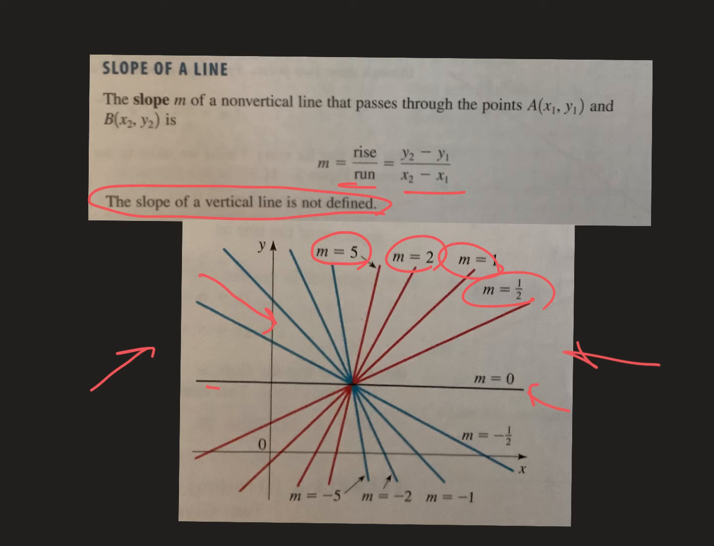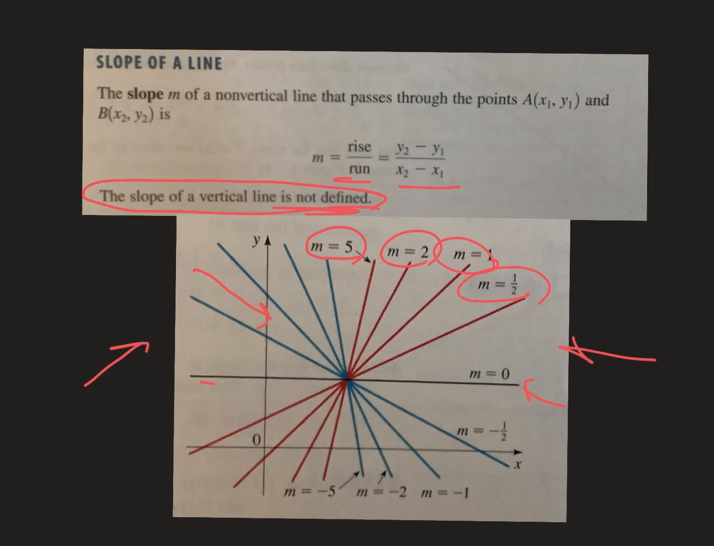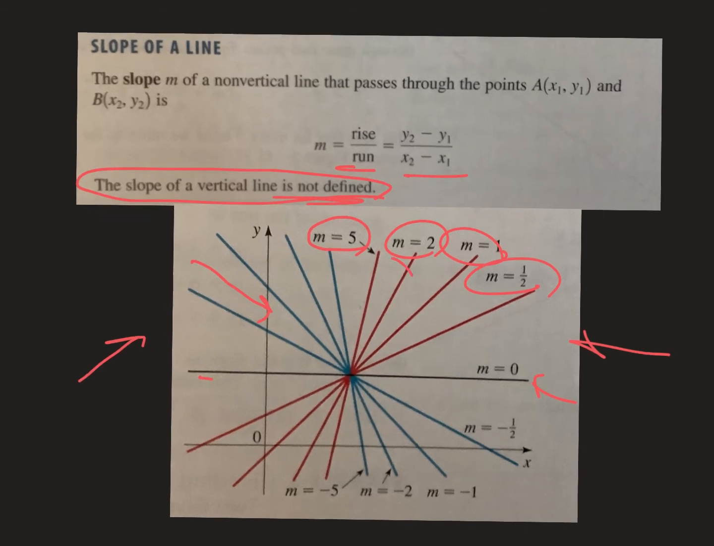One reason the slope of a vertical line is undefined is because, remember, as the numbers get bigger and bigger, the slope gets steeper and steeper. Well, the numbers never get to the final number. There's no final number, so you can never get completely vertical. Okay, so that's one reason, not the only reason, but one reason why.